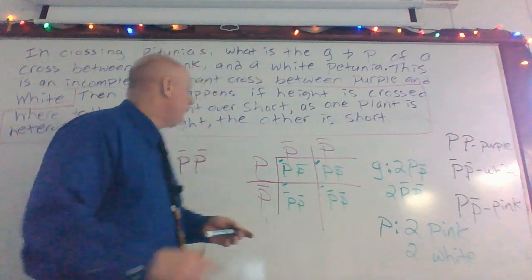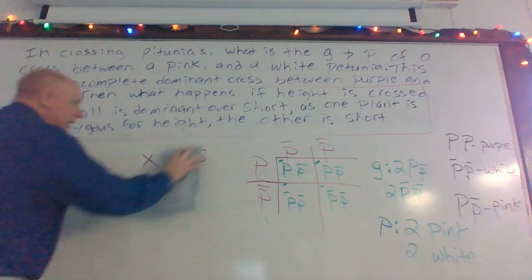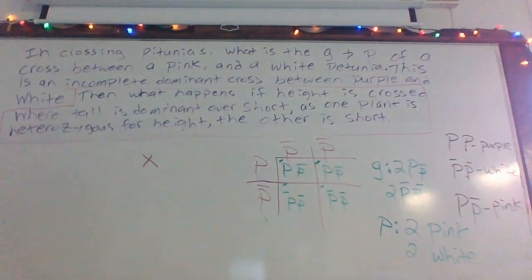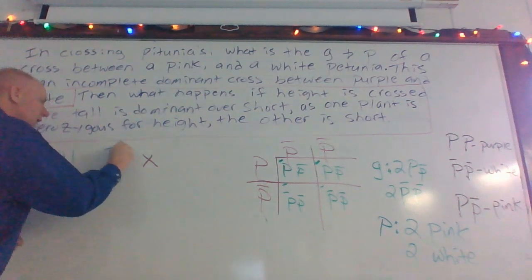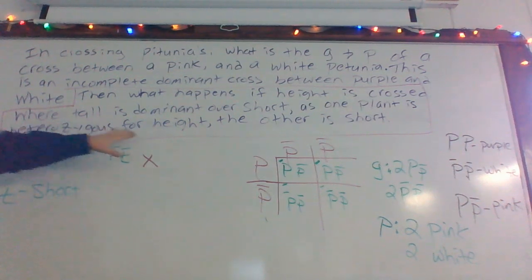Okay? So, if we're just doing this little 2x2 in here, again, we make a key. Capital T is tall. Lowercase t is short. Okay? So what it's saying is one plant is heterozygous for height. What's heterozygous mean? So that means we're going to have a capital T and a lowercase t. Because it's heterozygous, they're two different, just like what you said. So then the other is short.